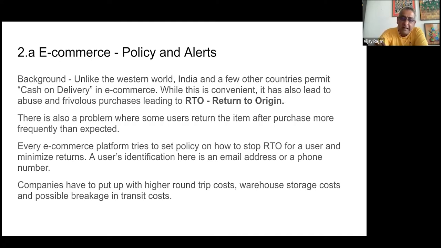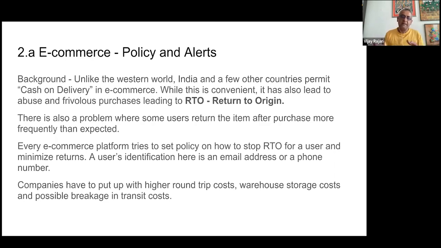Cash on delivery is high, but the flip side of cash on delivery creates a possibility of abuse and frivolous purchases called RTO, return to origin. In return to origin, basically what happens is that it's not a return. Say I'm a customer and you are an e-commerce platform. I place an order and it's on cash on delivery. The item is shipped, but then I either don't exist or I refuse the item, or I was just playing around with the e-commerce site. And then I was just a prankster and I just did that.